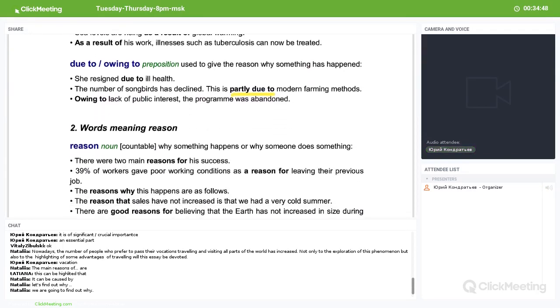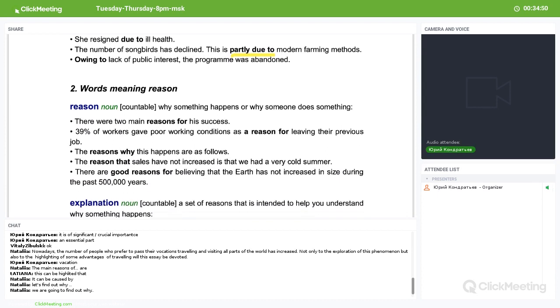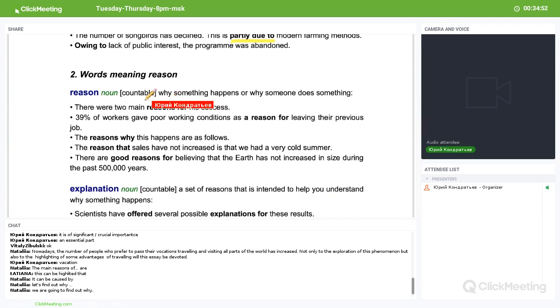Now some words that mean reason, some synonyms for the word reason. First of all, this is the word reason. There were two main reasons for. 39% of workers gave poor working conditions as a reason for leaving their previous job. The reasons why this happens are as follows. You can also use this. This is very formal.